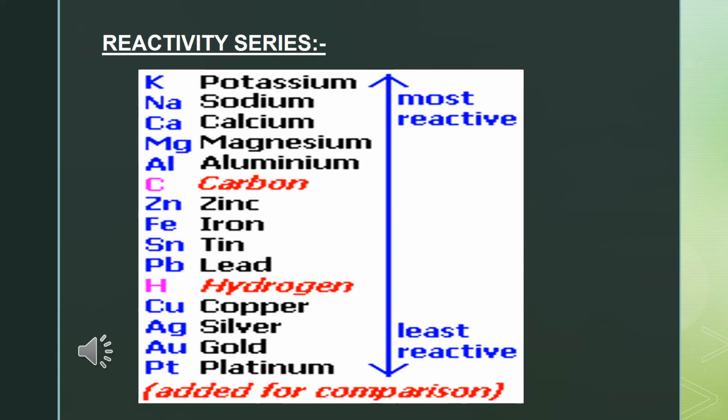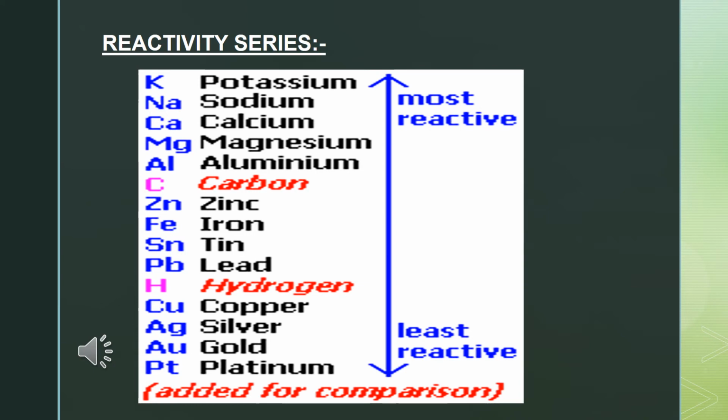So in the reactivity series you can see that the most reactive metals are present at the top, whereas the least reactive metals are present at the bottom, whereas the moderately reactive metals are present in the middle or at the center. For example, if I talk about potassium, it is the most reactive metal. If I talk about sodium or calcium, these are highly reactive metals. But if I talk about silver, gold or platinum, these are the least reactive metals. I have added these for comparison, so you can make the comparison by yourself also.